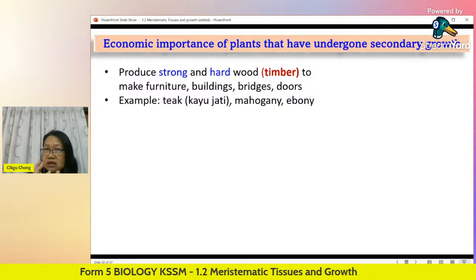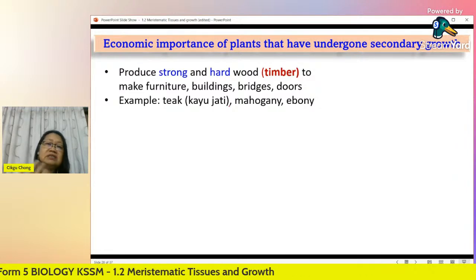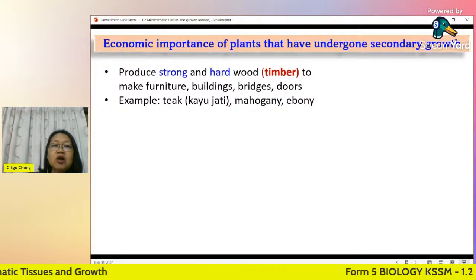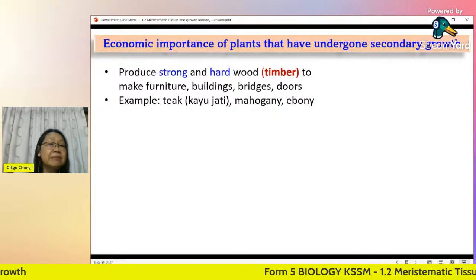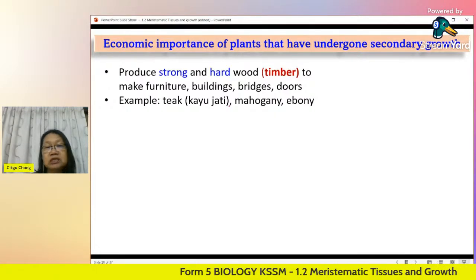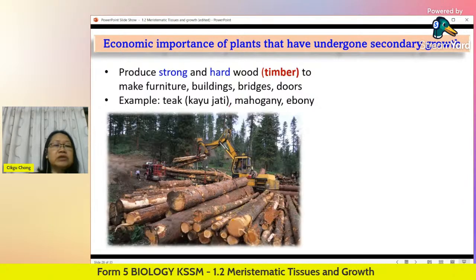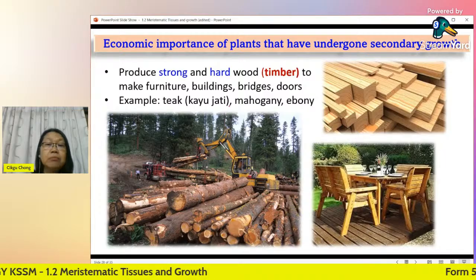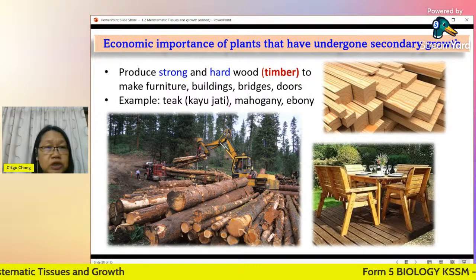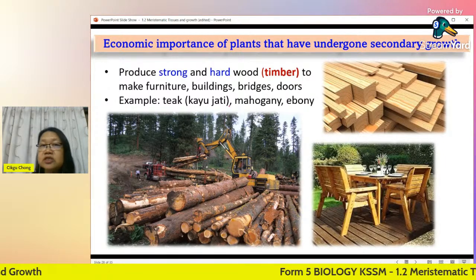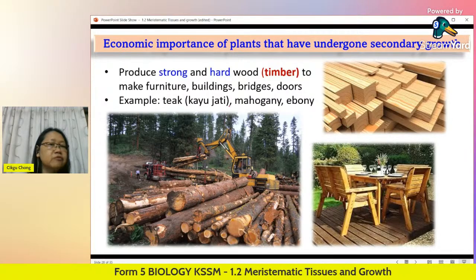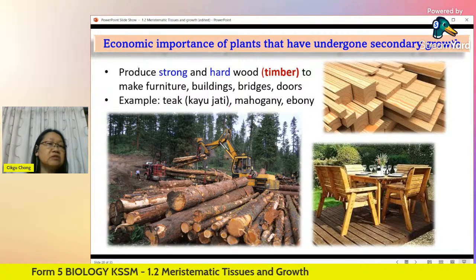Now, the economic importance number one, very important here, is basic: secondary growth is the growth that produces wood. It produces strong and hard wood. Wood that we cut down is called timber. Once we cut it down, we saw it, and then we can make things that are useful to us: furniture, buildings, bridges. An example of important and very expensive wood is kayu jati, called teak.